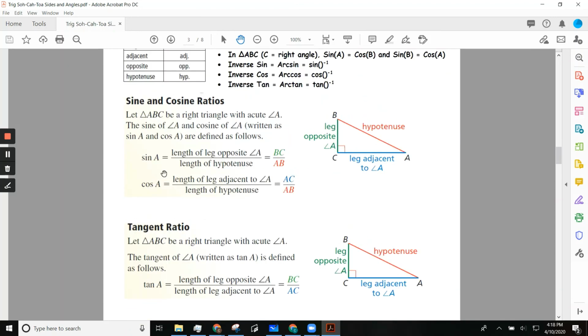So on this page here, I have some examples of those ratios, just like I started with. The sine and cosine are found by doing opposite over hypotenuse and adjacent over hypotenuse. The tangent is the opposite over the adjacent.